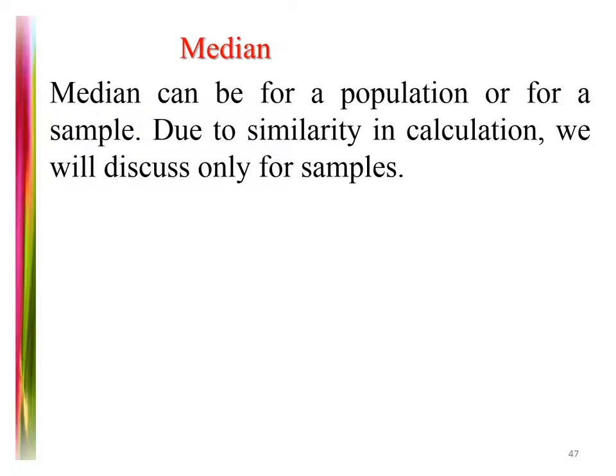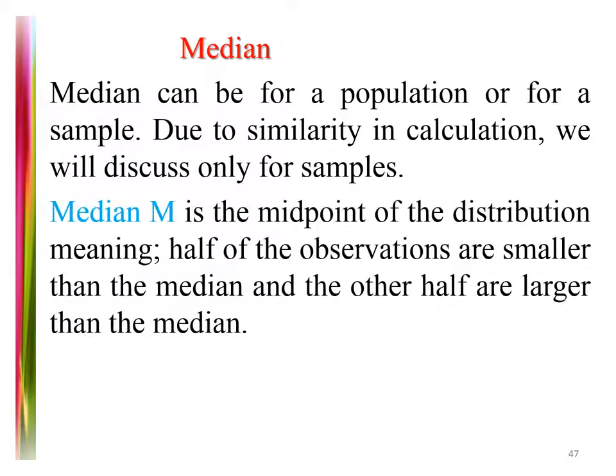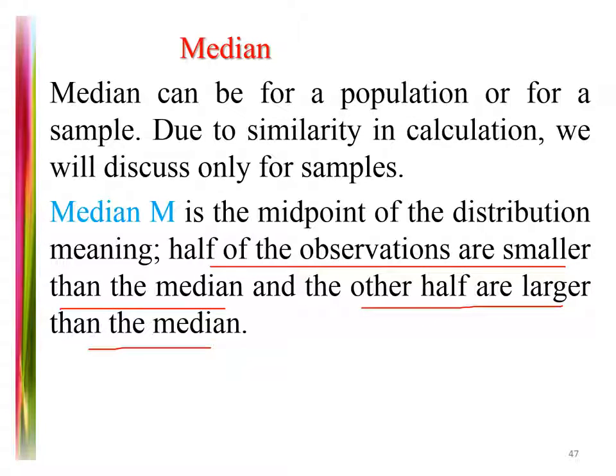Alright, so next, median. Median can be for the population, for example, but due to similarity in calculation, we will discuss only for samples. The median we usually denote as big M, is the midpoint of the distribution. That means half of the observations are smaller than the median and the other half larger than the median. So this is the midpoint of the distribution.